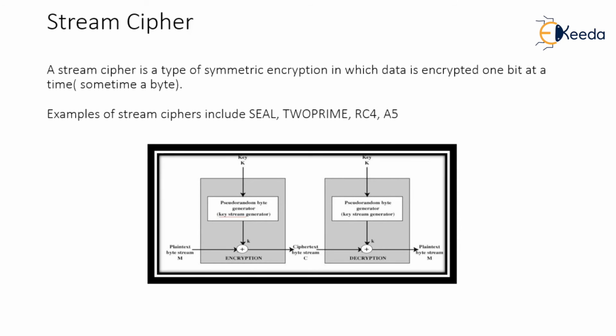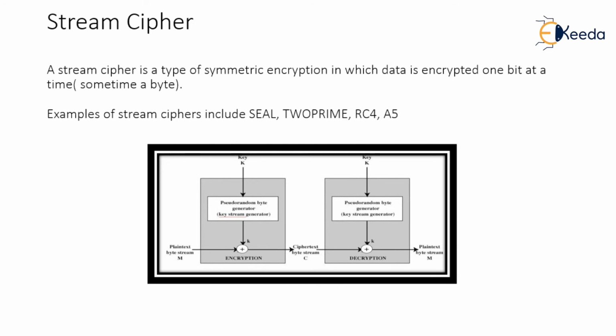Then the ciphertext gets created, and when it is received at the receiver's end, the same process of decryption takes place, wherein again the pseudo random byte generators, that is nothing but key stream generators, are used to decrypt the ciphertext bit by bit into the plain text.